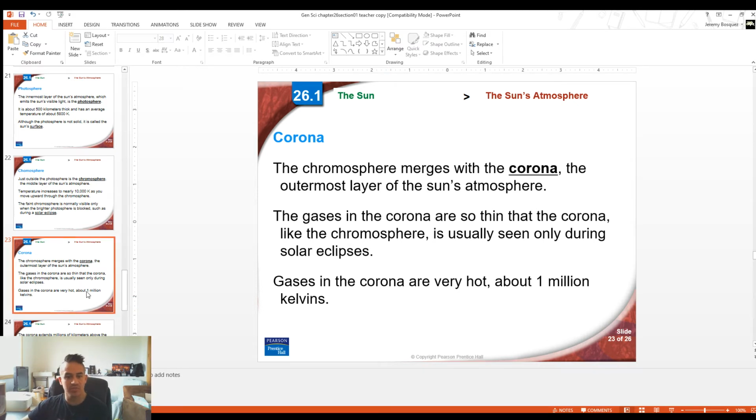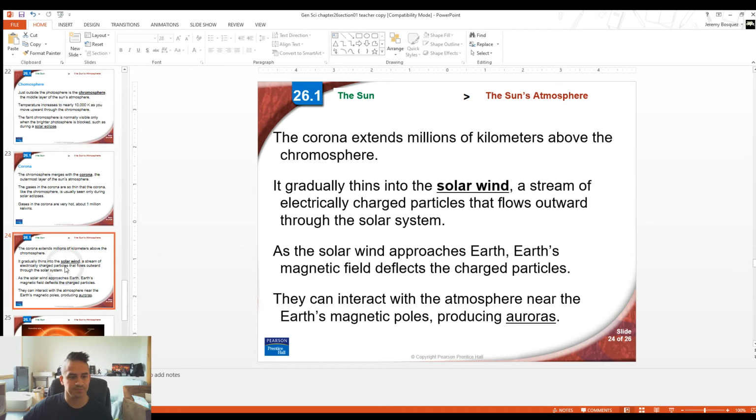So this also can only be seen during a solar eclipse. It's very, very thin. You can't see it otherwise. And again, it extends for millions of kilometers above the chromosphere, and it doesn't really have an end. It just gradually thins out and floats off into space, and it turns into what we call the solar wind, which is a stream of highly electrically charged particles that flow outward from the sun and spew off in all directions.